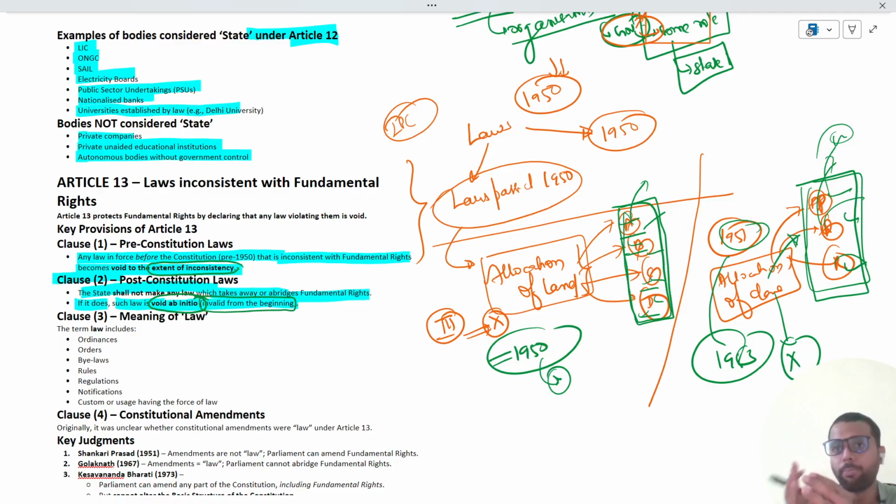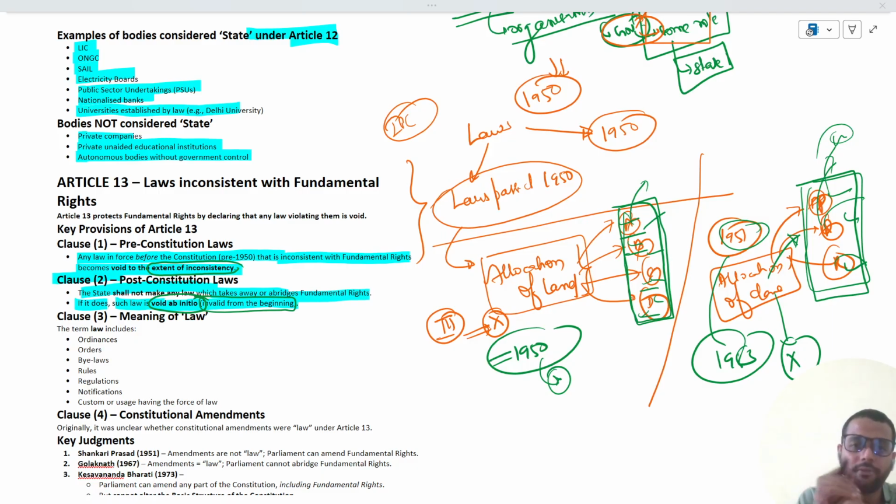Clause 1 talks about pre-constitutional laws. Clause 2 talks about post-constitutional law. Obviously, for post-constitutional law, you already have the guidelines to make the law. And if you knowingly violate the guidelines, then obviously that law will be termed null and void from the very beginning of its implementation or enforcement. I hope that point is clear.